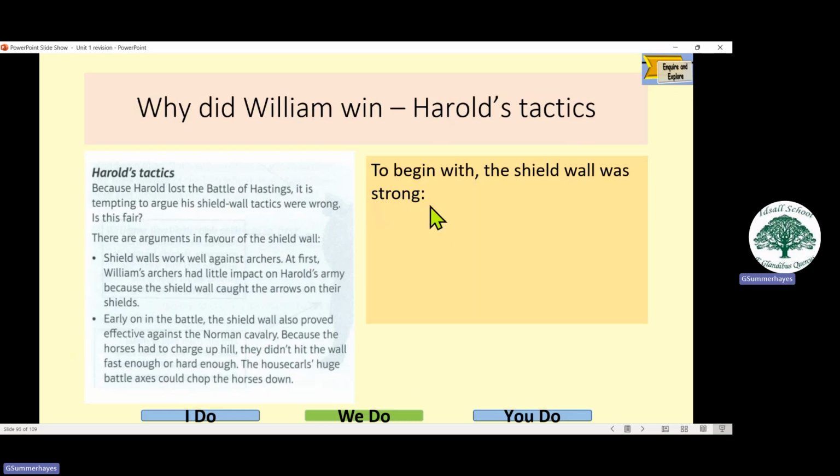Harold's tactics were basically to make a shield wall at the top of the hill. The arrows won't be able to get to us because they're firing uphill. The knights won't be able to get through us because they're running uphill. And then if it comes to a fight between the foot soldiers and the housecarls, as long as they stop them from getting through the shield wall, they can stay there all day and even another day. It's up to the Normans essentially to break through and get to London.